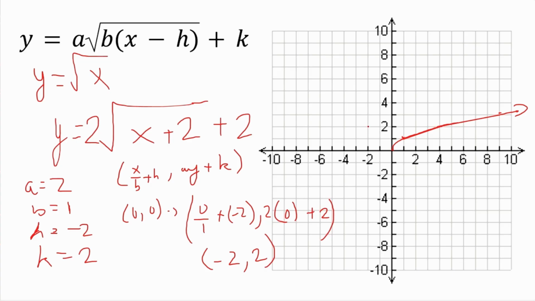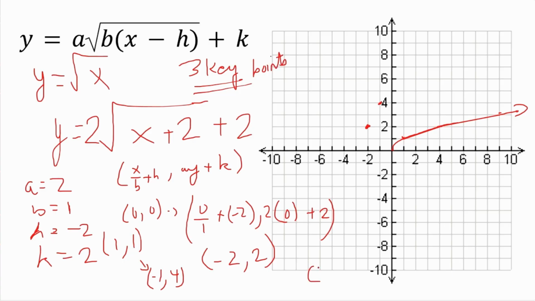So our first point is going to be here. Our second point, 1, 1. I'm just going to do it in my head, but you can try it on a piece of paper too. 1 divided by 1 is 1, minus 2 is negative 1. And then 2 times 1 is 2, plus 2 is 4. So that's my second point, negative 1 and 4. And since you always need 3 key points, okay? Any graph, 3 key points.